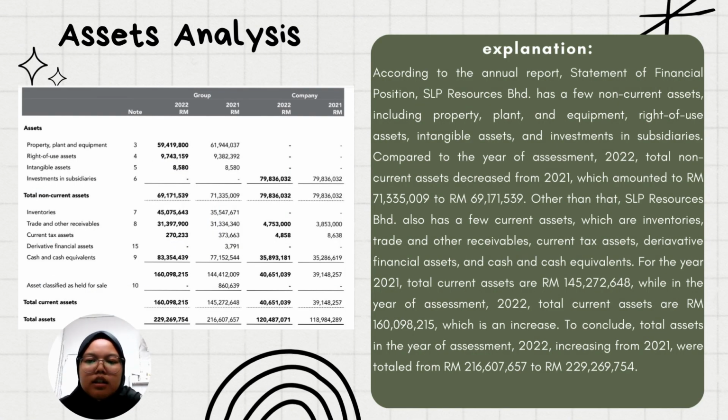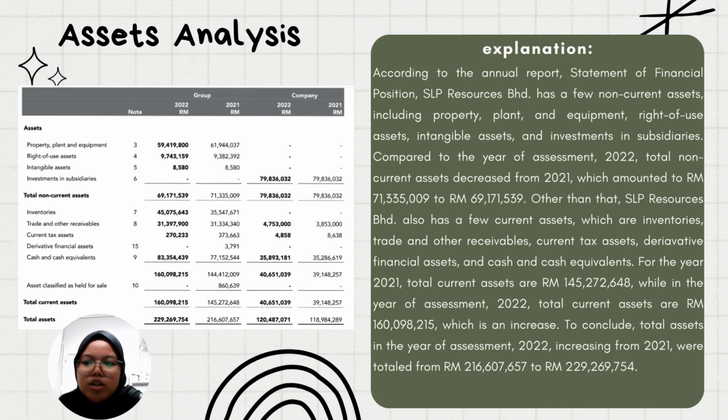Asset analysis. According to the annual report statement of financial position, SLP Resources Berhad has a few non-current assets including property, plant and equipment, right-of-use asset, intangible asset and investment in subsidiaries. Compared to the year of assessment 2022, total non-current assets decreased from 2021, which amounted to 71,335,009 ringgit, to 69,171,539 ringgit.